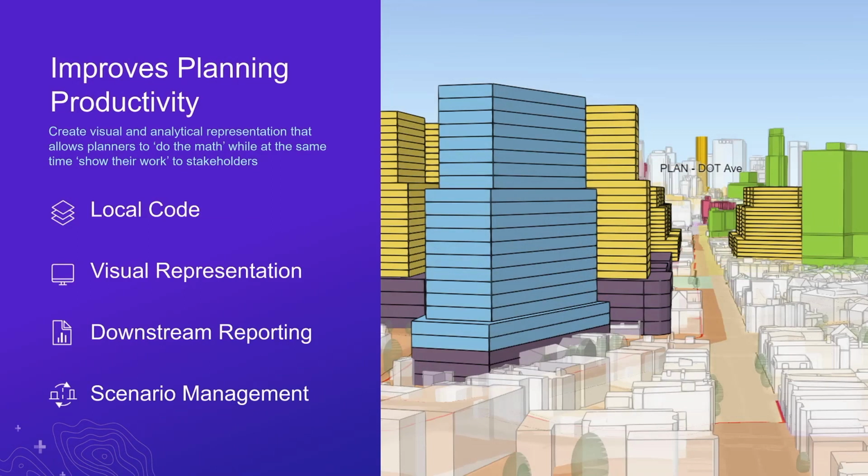It also improves planning productivity by giving a more compelling representation of what a zoning change will actually do. So all cities have these regulatory codes, these land use or zoning codes that are guiding the direction of the city.